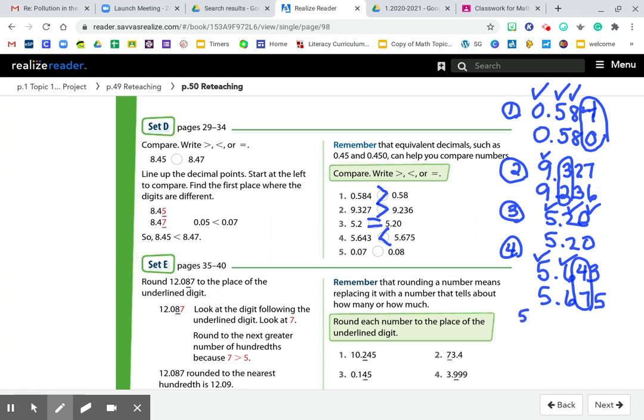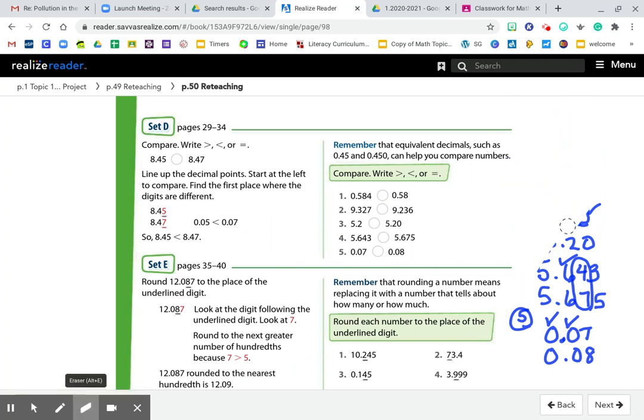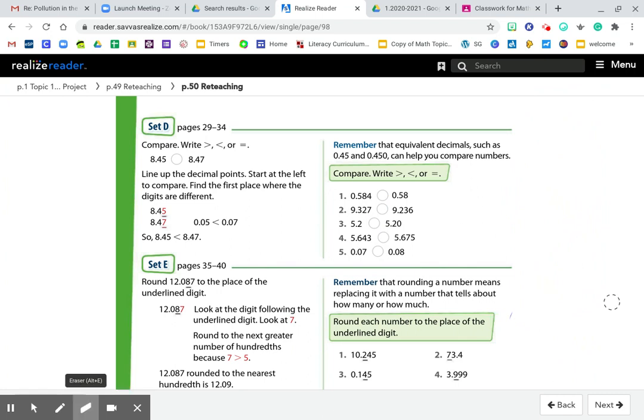And for the last one, number 5, I have 7 hundredths and 8 hundredths. Same in the 1s, same in the 10ths. 8 hundredths is bigger than 7 hundredths. So I say 7 hundredths is less than 8 hundredths. All right, so that's our comparing decimals. Always remember to rewrite the decimals and line up the place value. That is the most critical thing so you don't make careless errors.